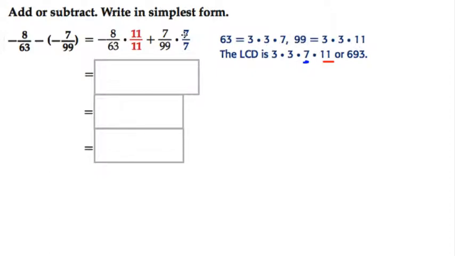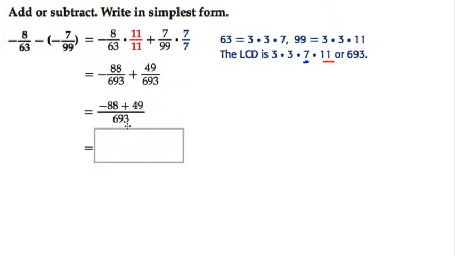That's in blue. So we're going to multiply that one by 7 over 7. So let's go ahead and multiply the numerators. Negative 8 times 11 will give us negative 88. And 7 times 7 will give us 49. So now we have common denominators. Now we can put them together in one fraction where we'll have negative 88 plus 49 all over 693.